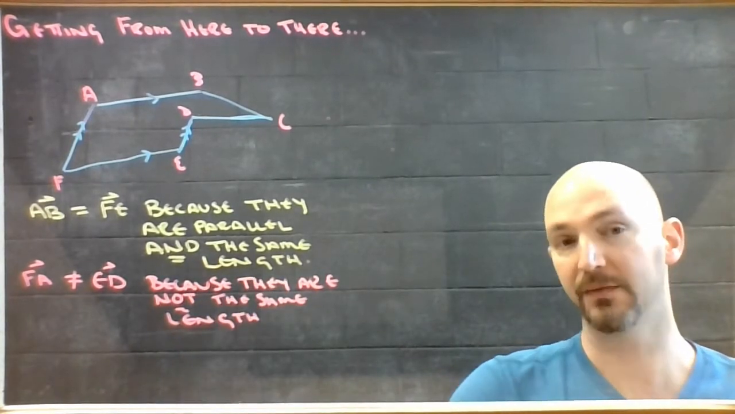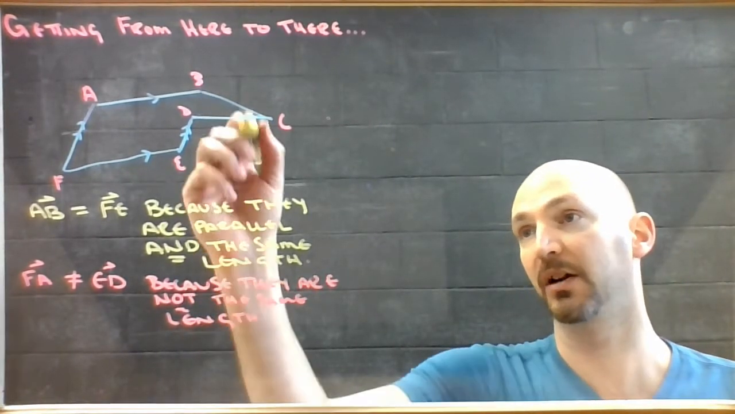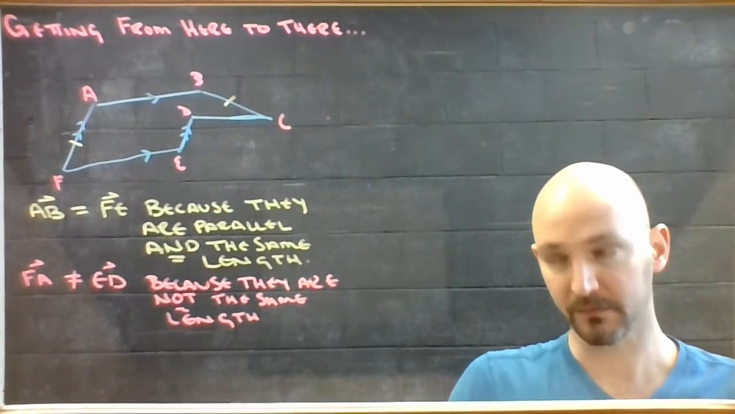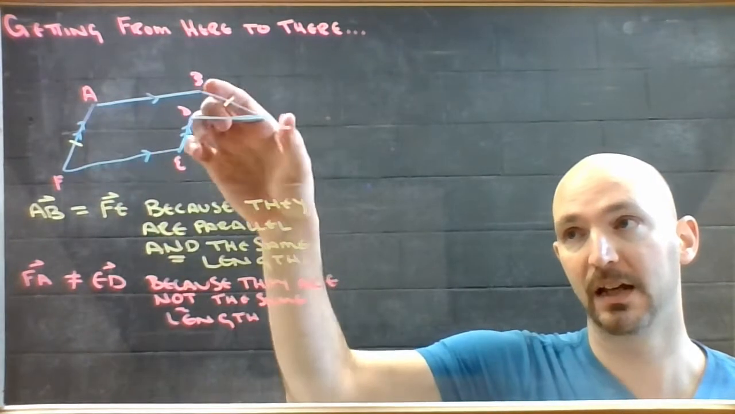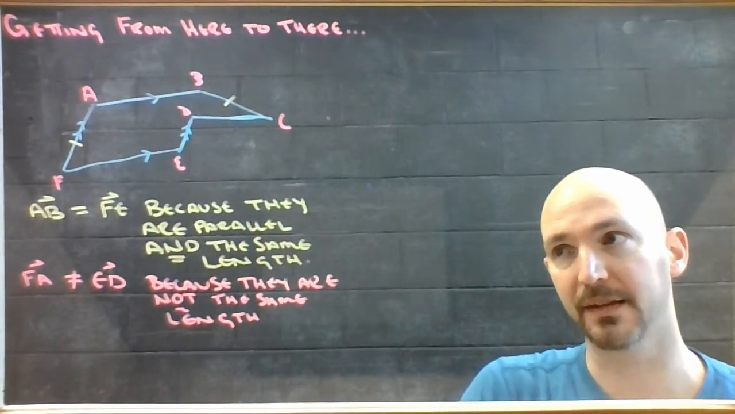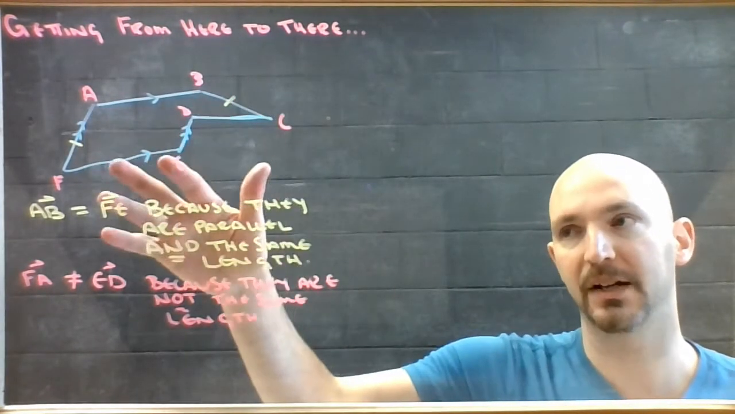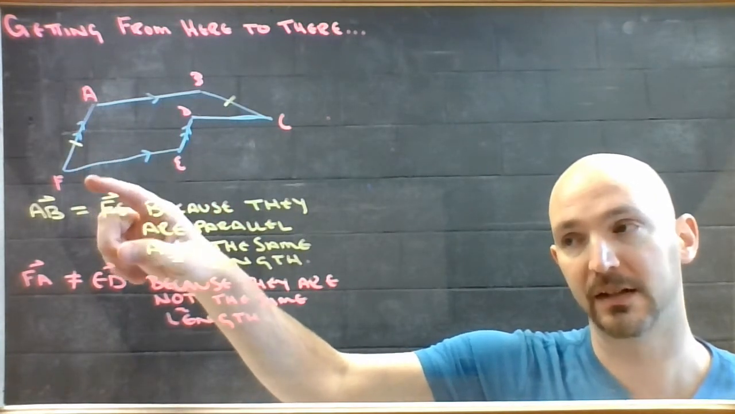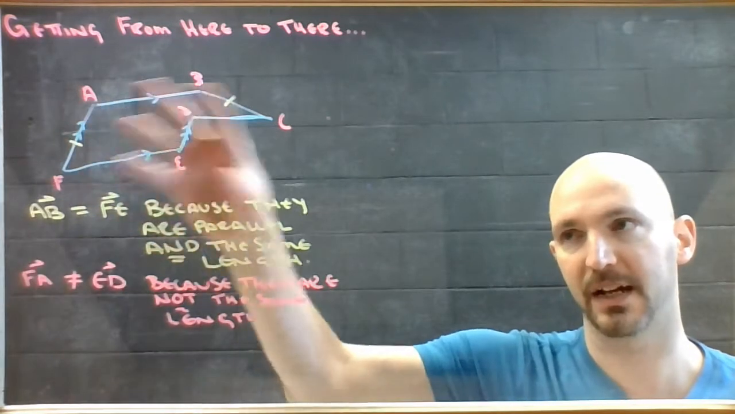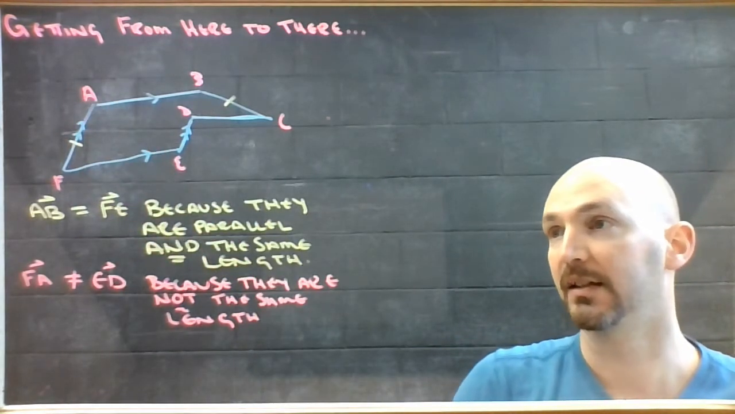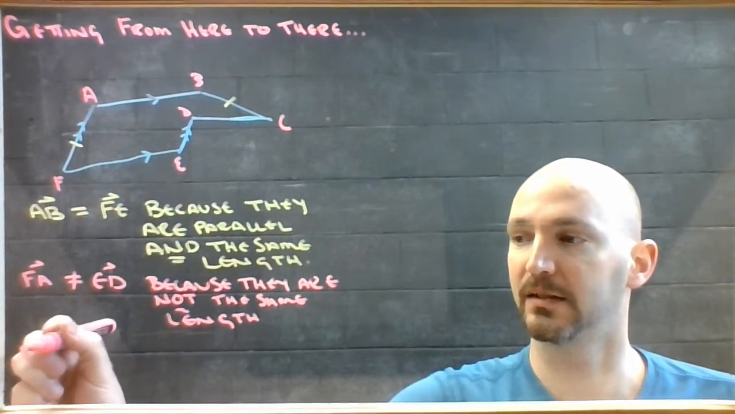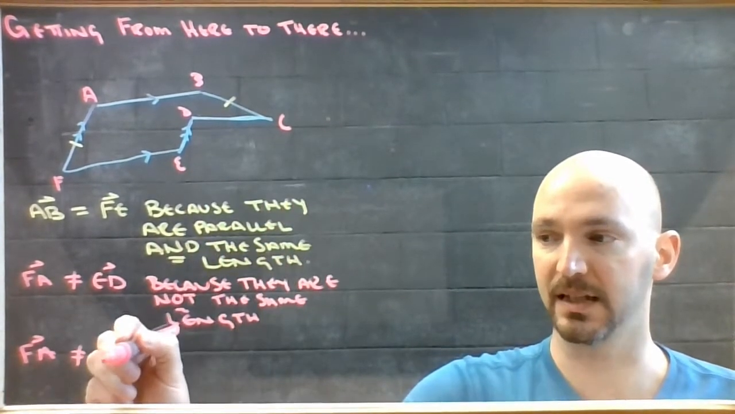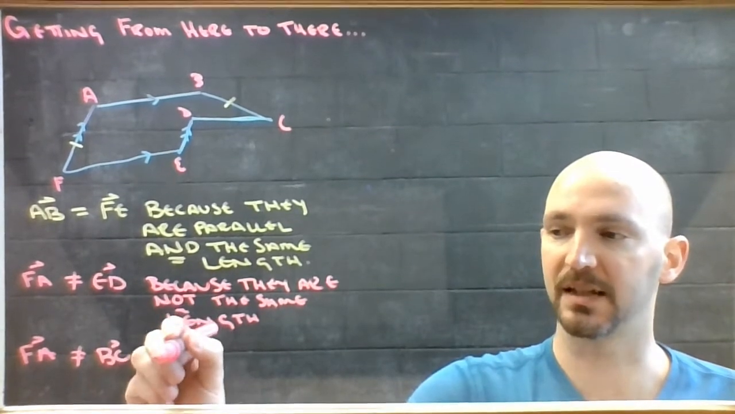Okay, now even if I went and put a little tick mark on this piece here and this piece here to say that F to A and C to B were the same length, you can tell by the diagram that this is not traveling in the same direction as that. So like this statement, I can write another one underneath saying that F to A is not the same as B to C because they are not parallel.